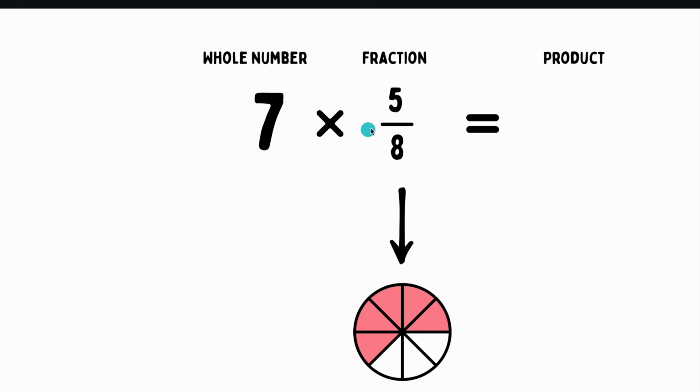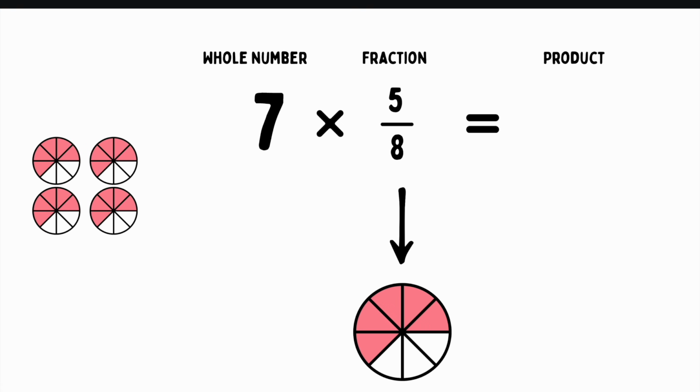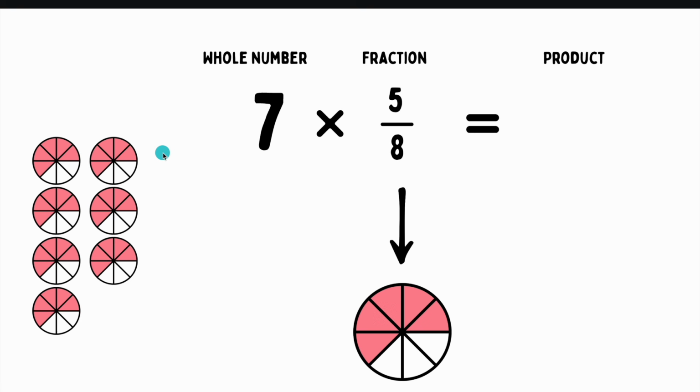7 times 5/8. The 7 is a whole number, the 5/8 is the fraction, and we need to find the product. We have 5/8. We need to multiply that 7 times. 1 time, 2 times, 3, 4, 5, 6, 7 times. Let's see if we can combine any of these eighths to make one whole.